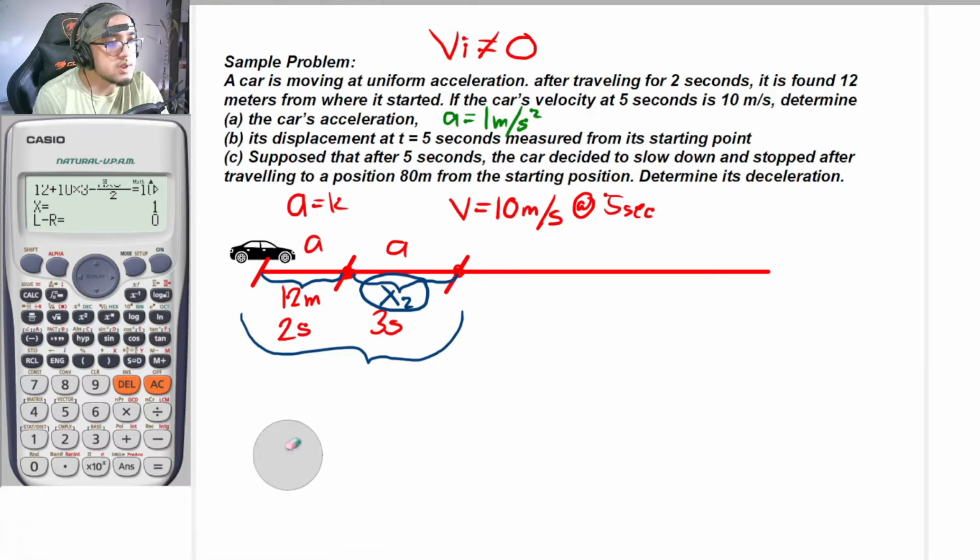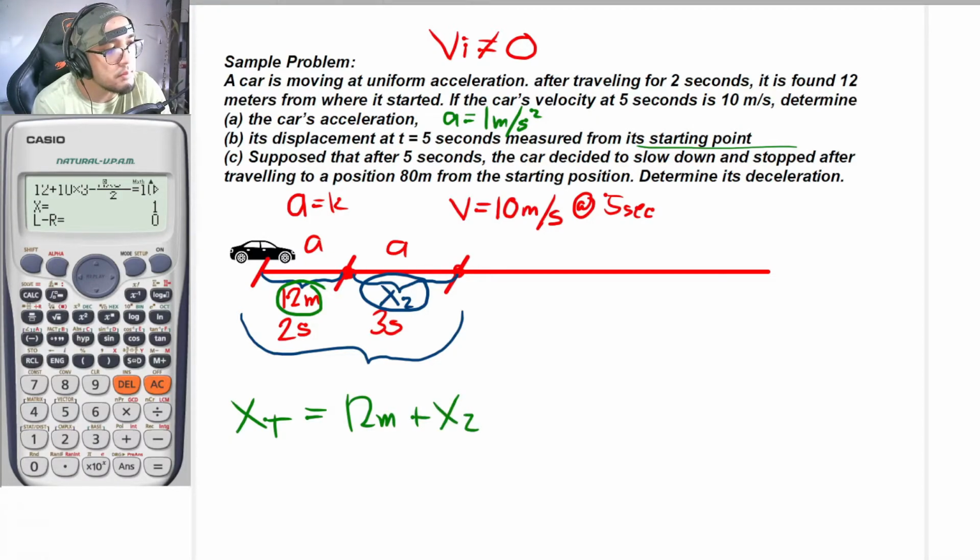So let us now proceed with the second sub-question. From this question, we must determine its displacement at t equal to 5 seconds, measured from its starting point. So with that, guys, let us now solve for this value of x. That is basically 12 meters plus x sub 2. So our x total is to be equal to 12 meters plus, of course, x sub 2.